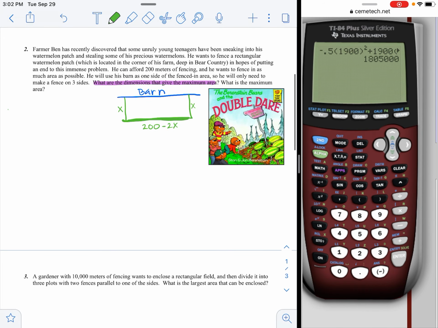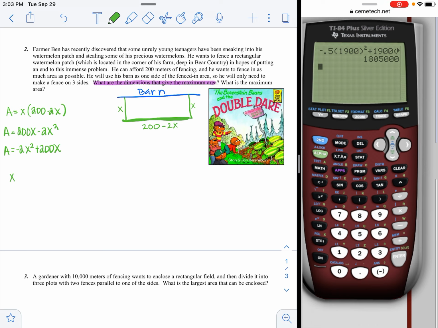Okay, let's write our equation for area. Area equals length, which is x, times width, which is 200 minus 2x. Distribute. Area equals 200x minus 2x squared. So my area formula in standard form is negative 2x squared plus 200x. All right, so now I'm ready to find the dimensions. I need x to find the length, and I need x to find the width. So let's find x. This is a downward-facing parabola, and I need to find that vertex.